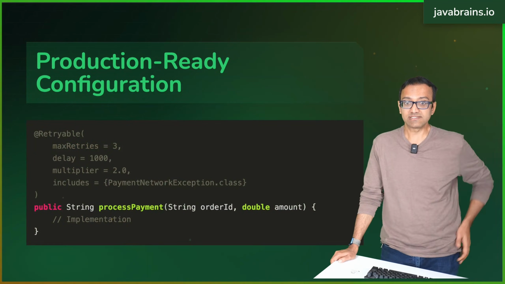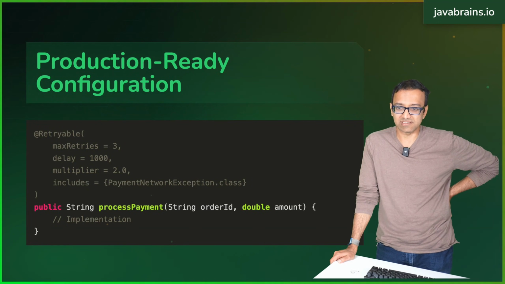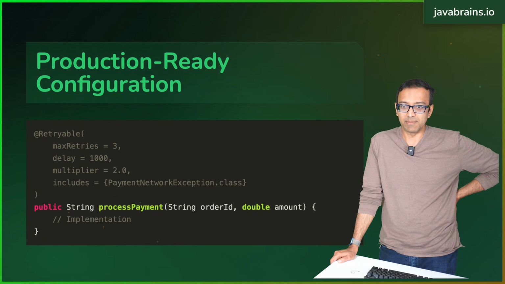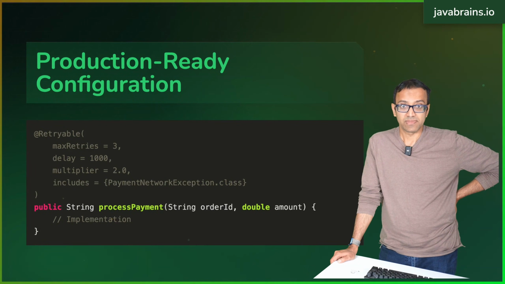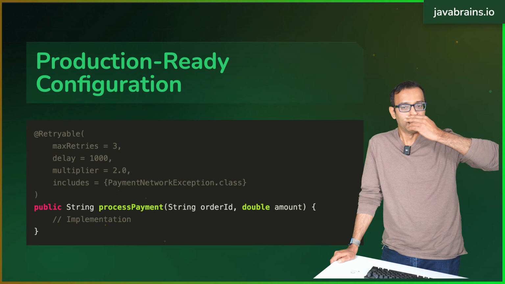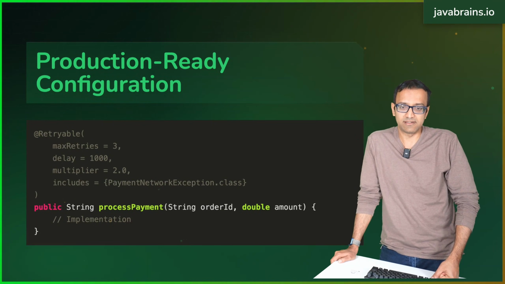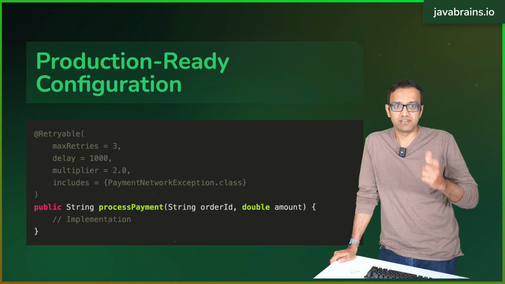All right, so here is kind of, I would say, a production ready configuration. You can of course tweak this depending on what you need, but basically what I have is a max retries of 3. I have a delay of 1 second, so I wanted to wait for 1 second. For network retries, 1 second is usually good, but for other situations like database latency, you might want to tweak it based on how much you need.